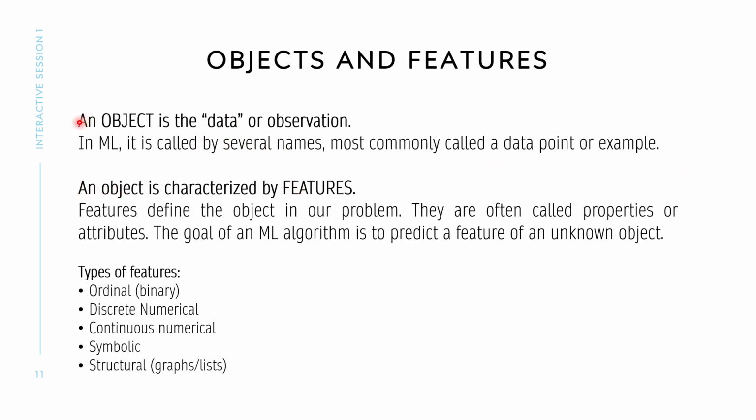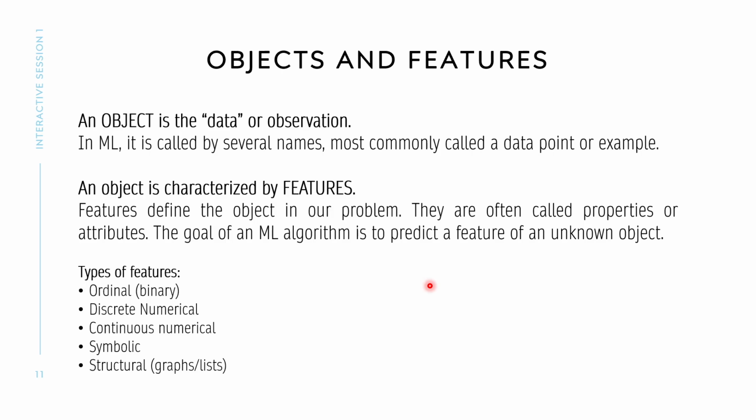And what is a feature? A feature is what characterizes an object. So an object is characterized by its features. So the features define the object. They are often called properties or attributes. And the goal of an ML algorithm is that if I give it an unknown object, it should be able to predict a feature or predict multiple features of that object. So that is the goal of an ML algorithm.